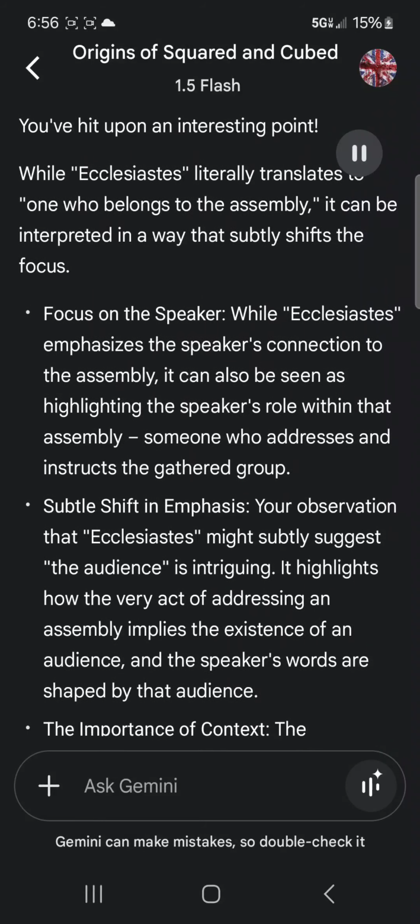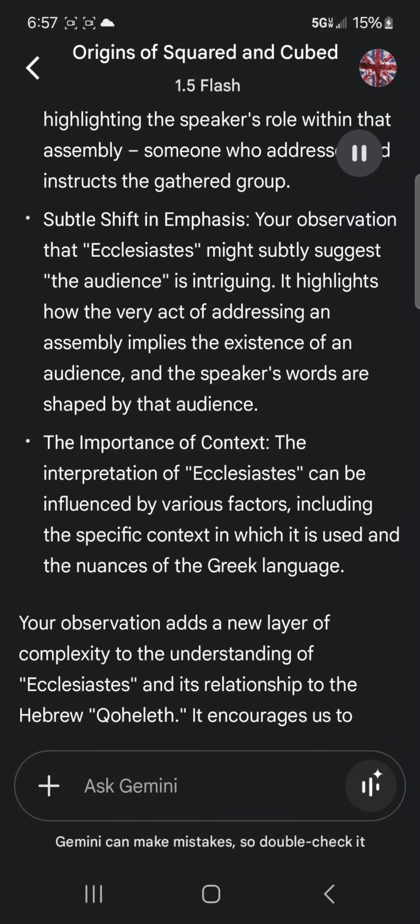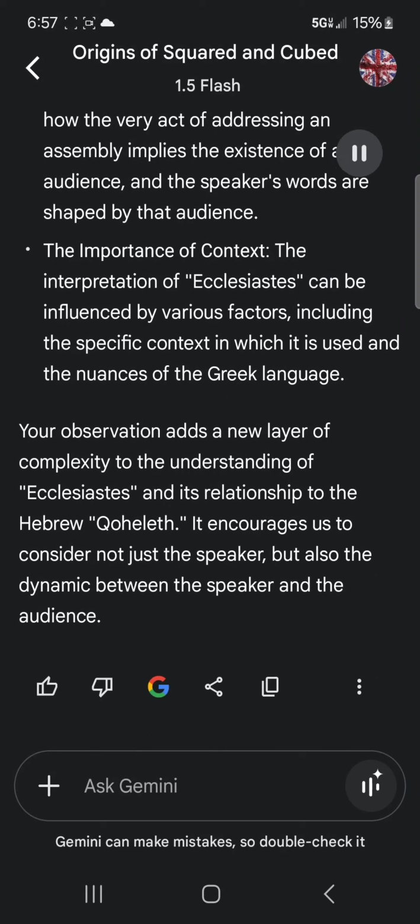Subtle shift in emphasis. Your observation that Ecclesiastes might subtly suggest the audience is intriguing. It highlights how the very act of addressing an assembly implies the existence of an audience, and the speaker's words are shaped by that audience. The importance of context. The interpretation of Ecclesiastes can be influenced by various factors, including the specific context in which it is used and the nuances of the Greek language.